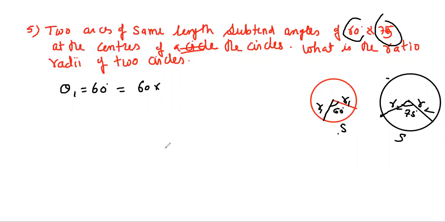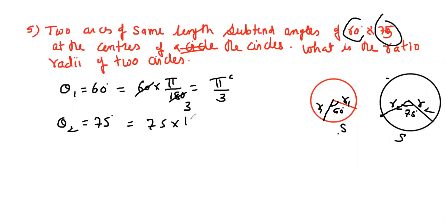So I need to multiply this by pi upon 180 to convert it into radians. Now we know that 3 sixties are 180, so I write this as pi upon 3 radians. Now let us go for theta 2. Theta 2 is 75 degrees. I need to convert this into radians. I'll multiply 75 by pi upon 180 radians.